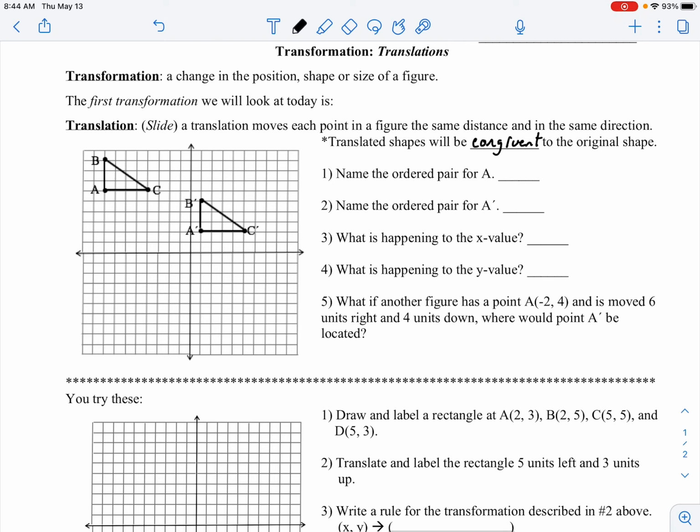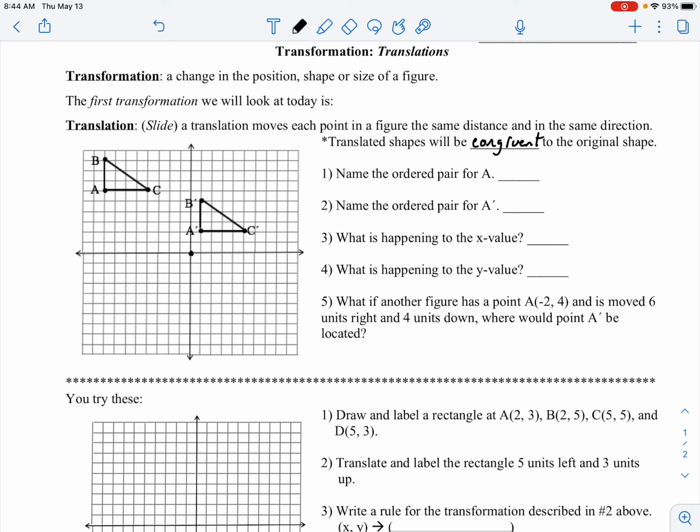Translated shapes will be congruent to the original shape. So size doesn't change, side length doesn't change, none of our angles change. The two shapes are exactly the same, we've just moved it around a little bit.